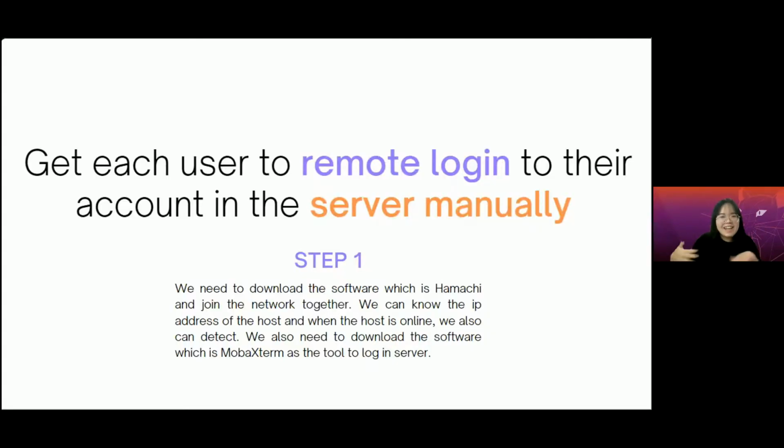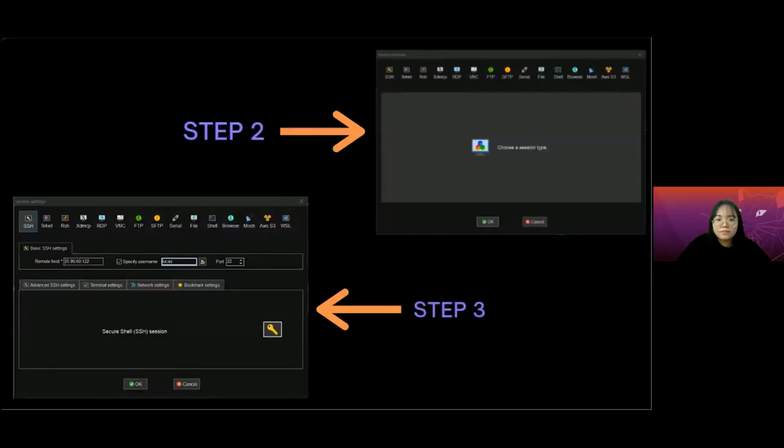So the next step is to get users to remotely log into their accounts on the server manually. Step 1 is we need to download the software, which is Hamachi, and join the network together. With this software, we can know the IP address of the host, and when the host is online, we can also detect it. We also need to download the software MobaXterm as a tool to log in to the server. Okay, so the next step is when we open MobaXterm, we need to choose SSH.